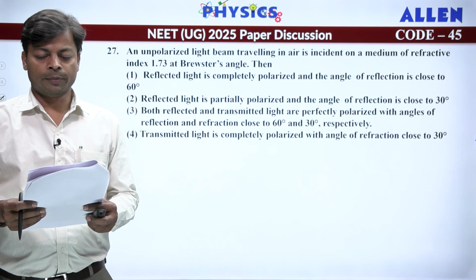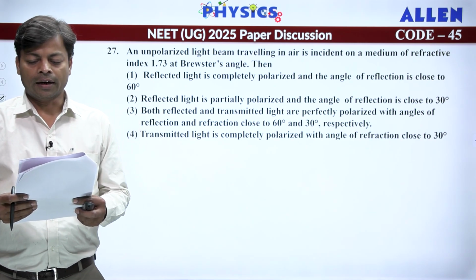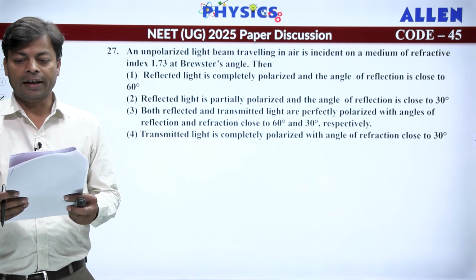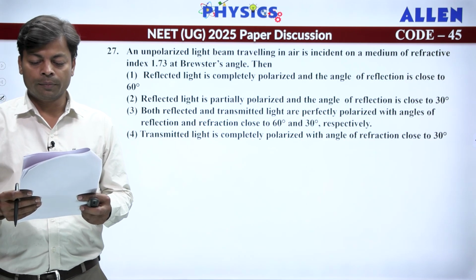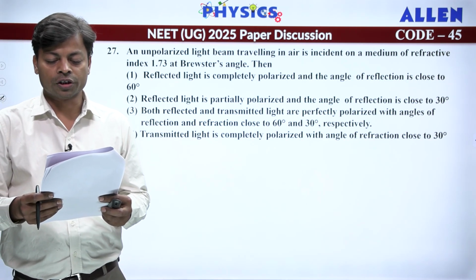We will solve question number 27 now. It says an unpolarized light beam traveling in air is incident on a medium of refractive index 1.73 at Brewster's angle.